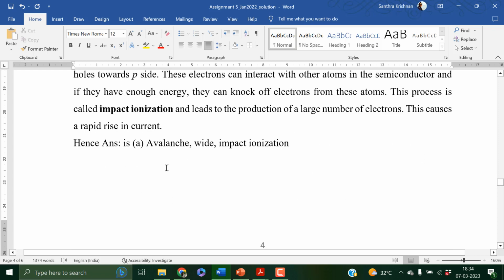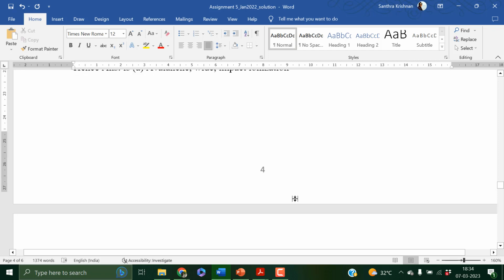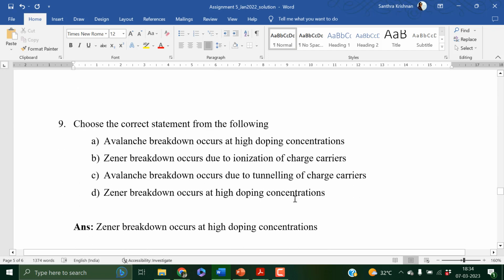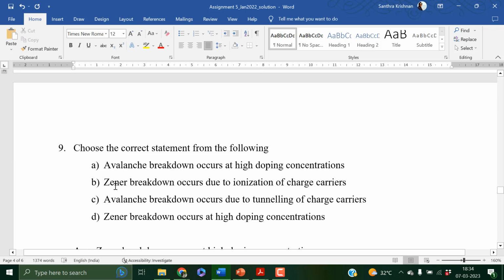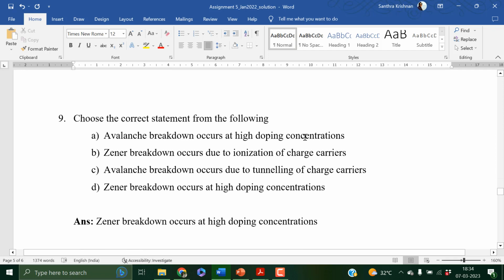So basically, the answer is A: avalanche breakdown, wide depletion region, and it involves impact ionization. Now, a similar question based on Zener breakdown. We have to choose the correct statement: avalanche occurs at high doping, Zener occurs due to ionization; avalanche occurs due to tunneling, Zener occurs at high doping concentration. Which will be the correct one? Option D. Zener occurs at high doping concentration.